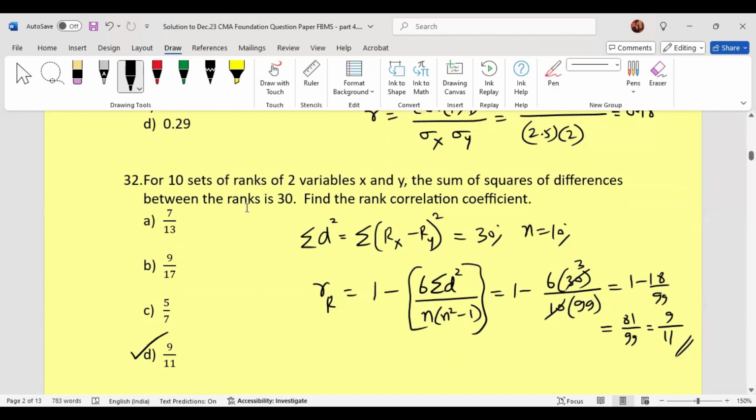So that is our solution for the third question. Rest of the questions we will see in the next part.